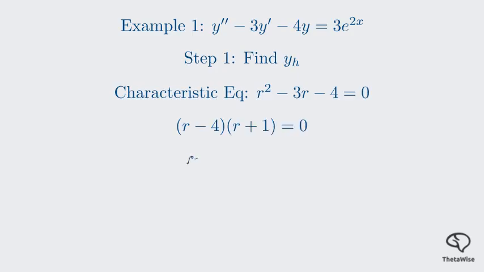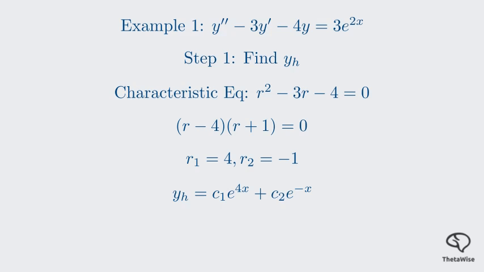The characteristic equation is r squared minus 3r minus 4 equals 0. Factoring gives (r minus 4)(r plus 1) equals 0. So the roots are 4 and negative 1. So the homogeneous solution is y sub h equals c1 e to the 4x plus c2 e to the negative x. Step 2. Find the particular solution, y sub p.